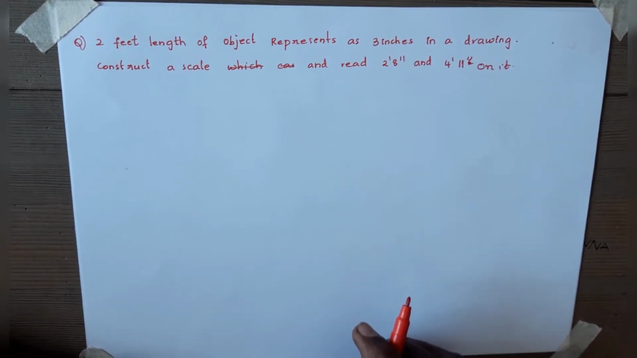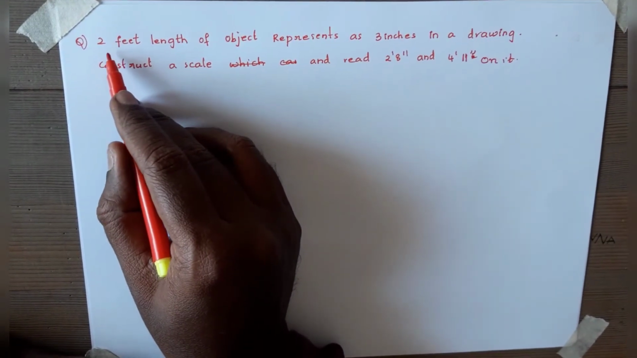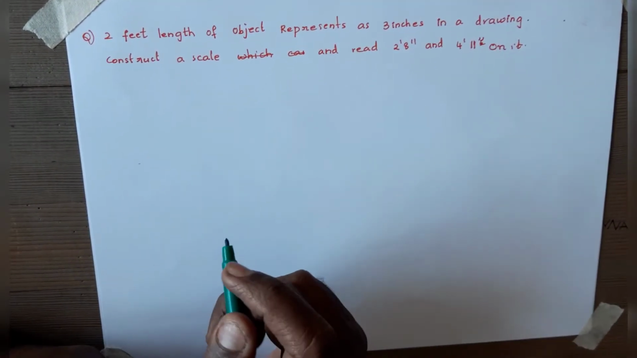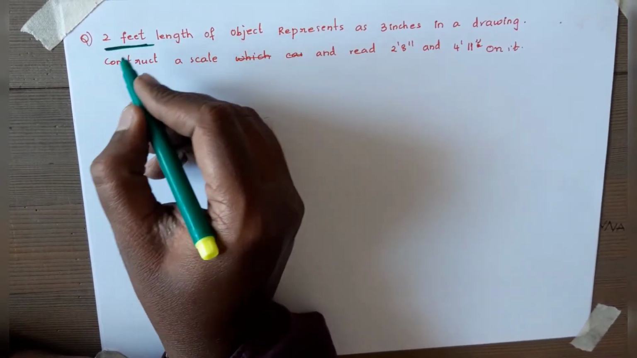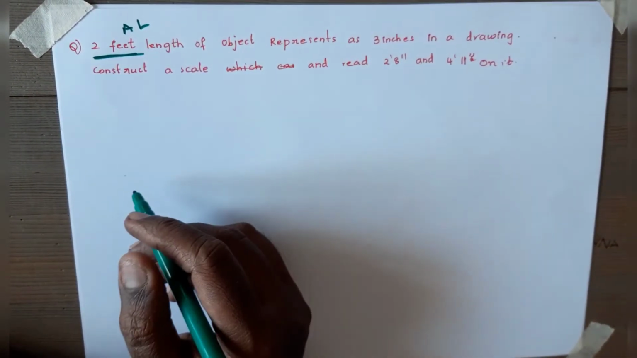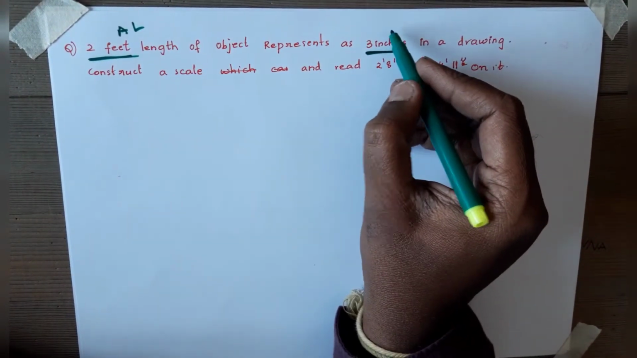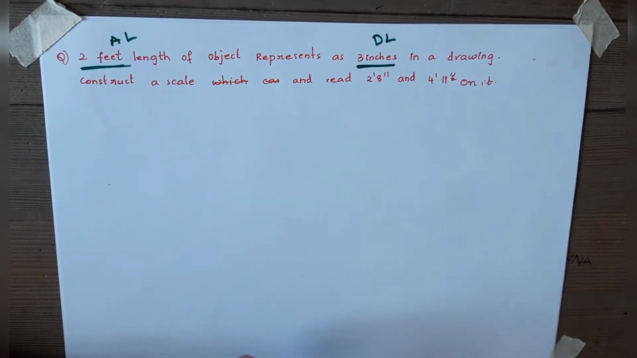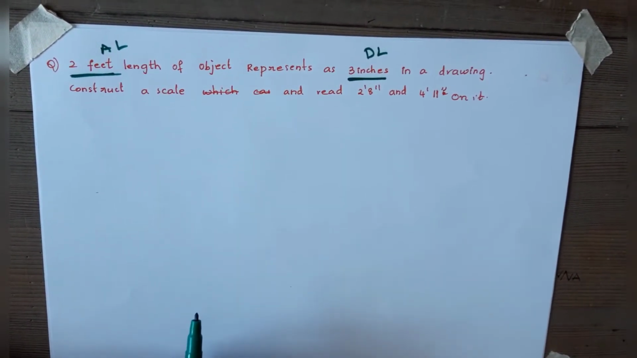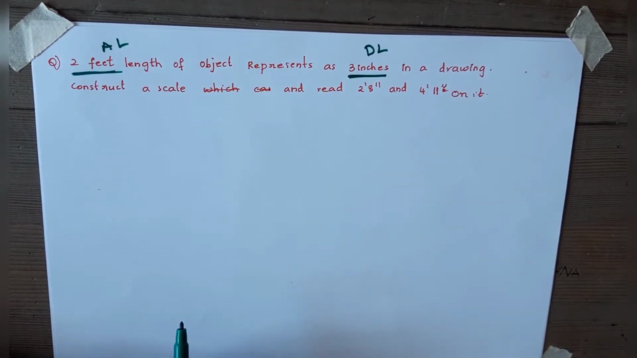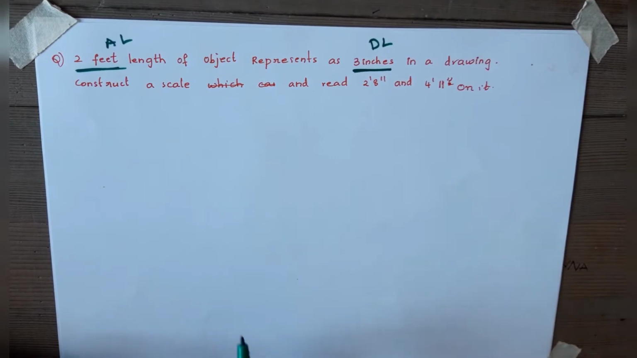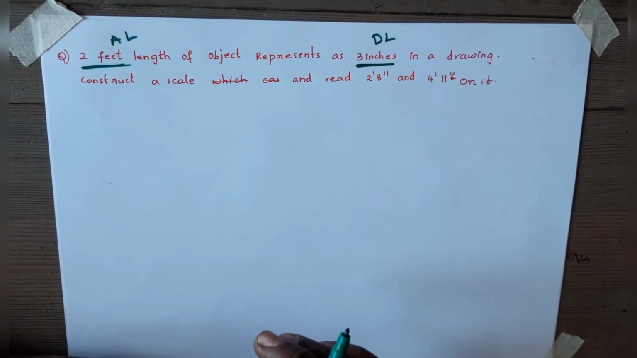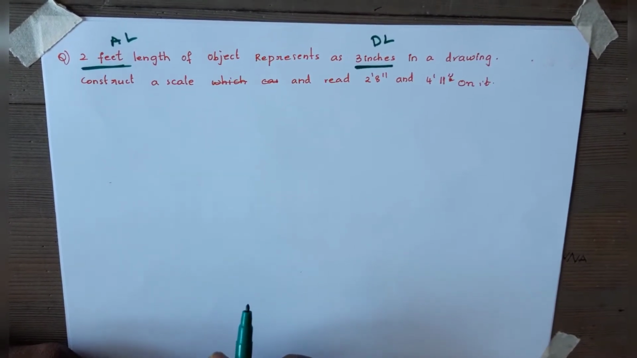So let us look into another question. What is given? A 2 feet length of object is represented as 3 inches in a drawing. So here 2 feet is what? The actual length of the object, and it is represented as 3 inches in a drawing. It is the drawing length. So indirectly the RF is given. Okay, sir, but which type of scale do we have to construct? Is it given? No. And at the same time, what is the maximum length which it can read? Is it given there? No. Then how do we know it, sir? How can we know it?